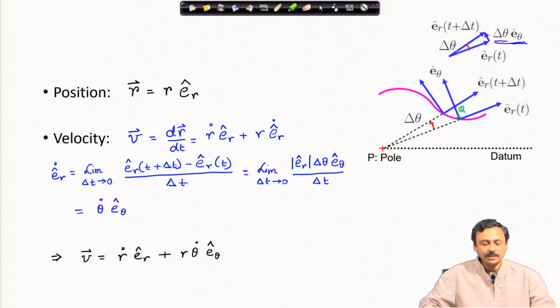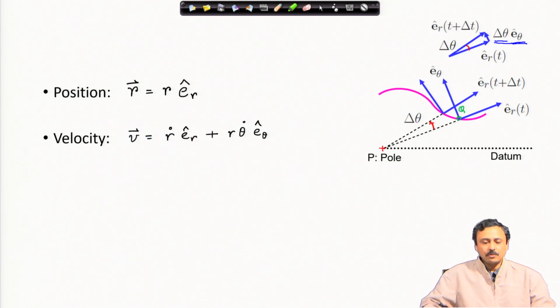Therefore, the velocity vector finally becomes r dot Er plus r theta dot E theta, that is the expression of velocity vector. So finally we have been able to represent the velocity vector in terms of the unit frame vectors. So, position vector, velocity vector expressions have been found.